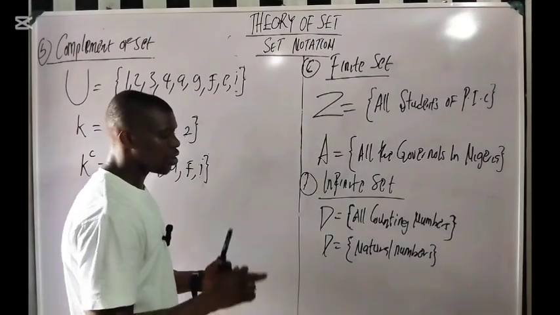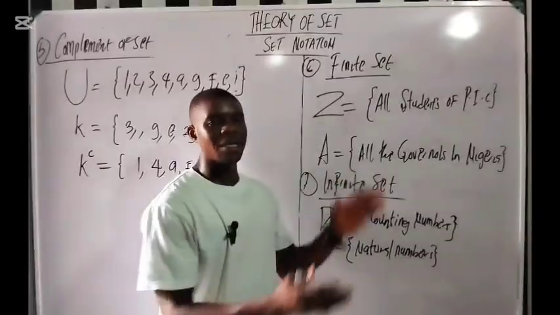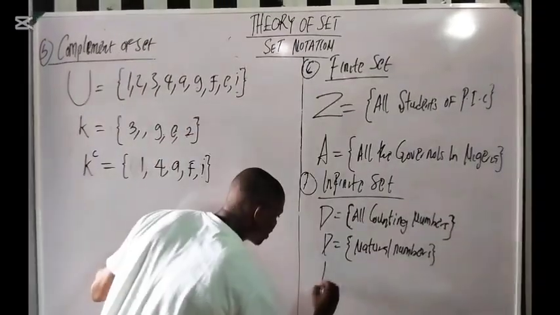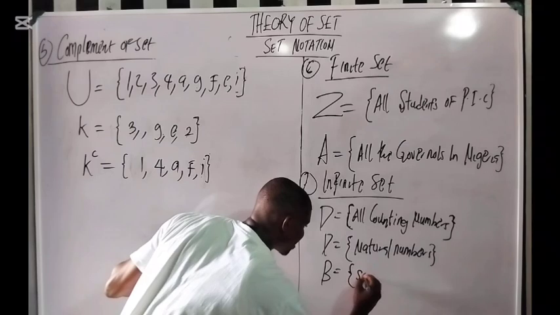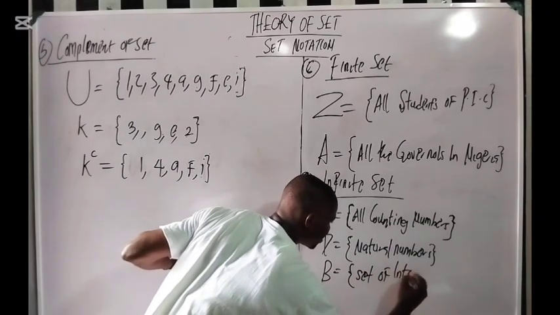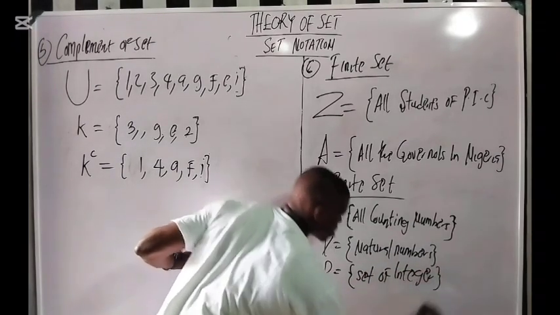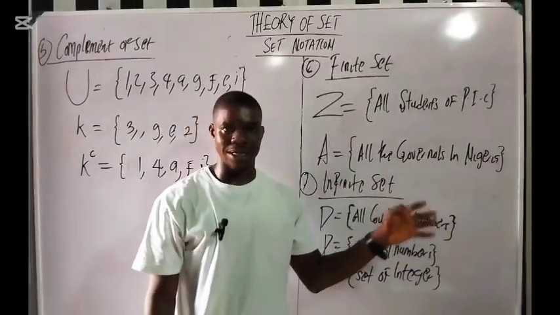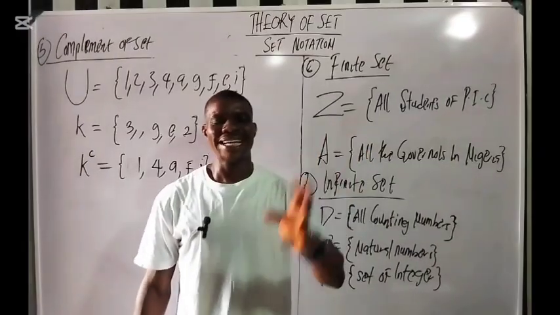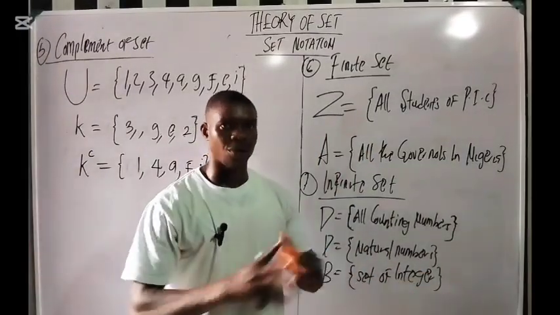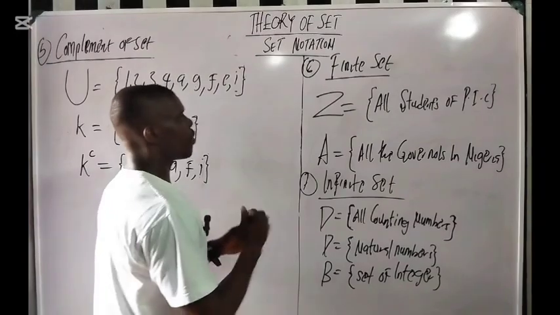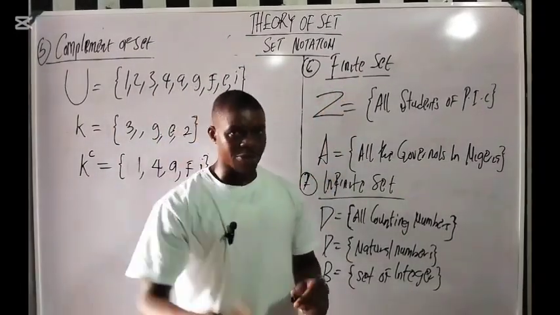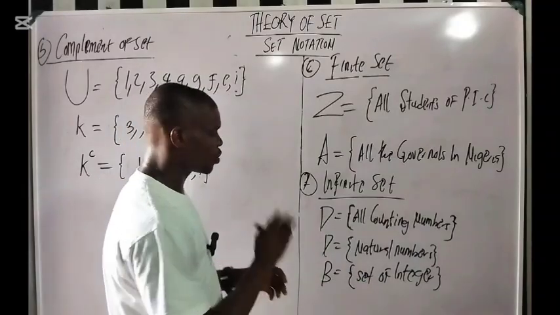Another one you find here is the set of integers, from the negative to the positive, called integers. Let's say B is the set of integers, from -2, -1, 0, 1, 2, 3, 4, 5, 6. So they are called infinite sets. So we have finite sets, and we also have infinite sets. So these are things you need to put in your mind when you are talking about set notation.